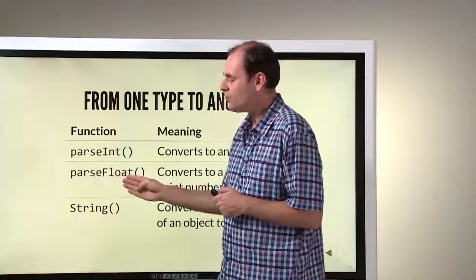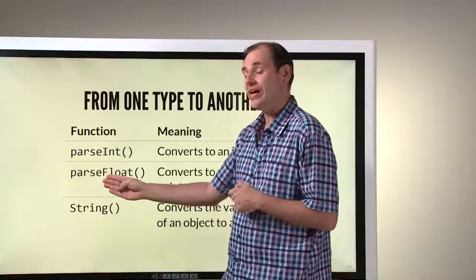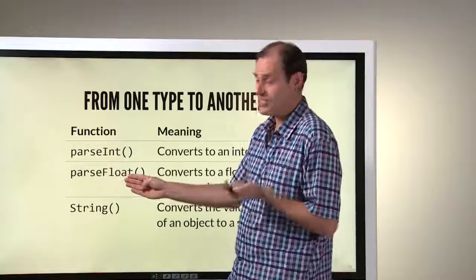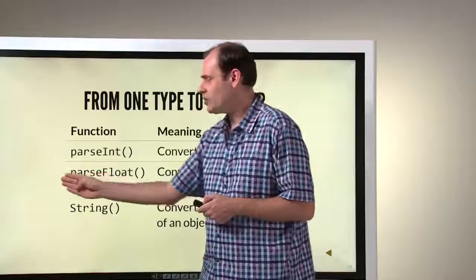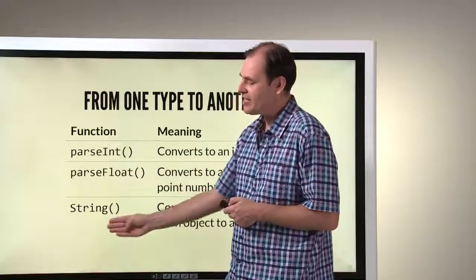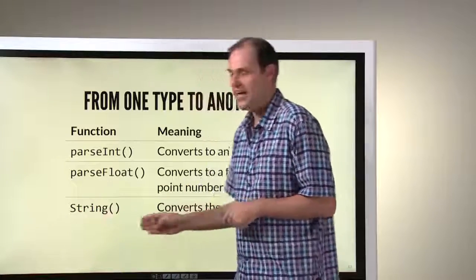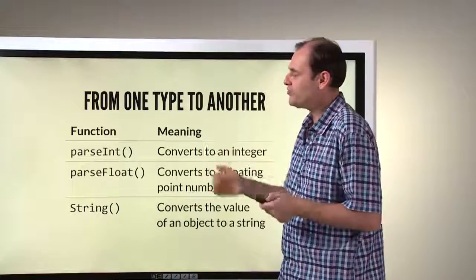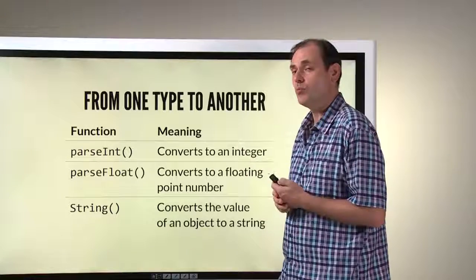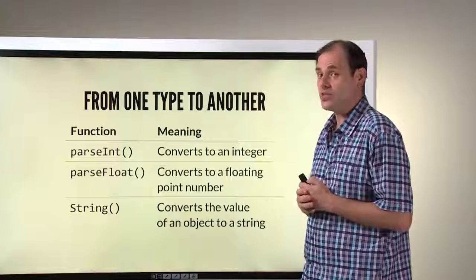There's also parseFloat, same idea. Put something in the brackets, it will convert it to a float, which means a number with a decimal place, and then you could put it in a variable. String, same idea. You could put a number in here, and it will convert it to text, and you could put it in a variable and start manipulating it. So there's a few commands for converting from one type to another. All right, that's the end of our discussion of variables in JavaScript.